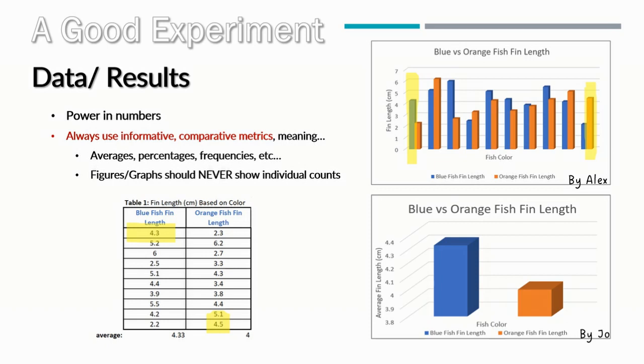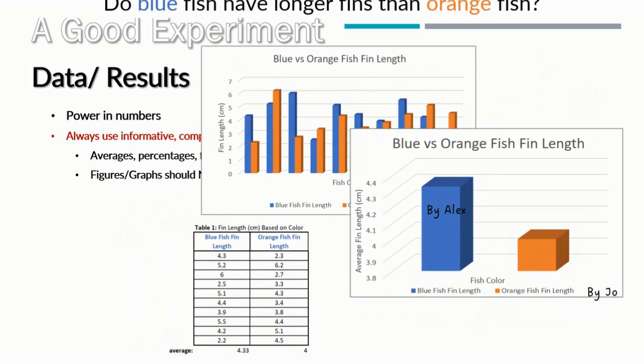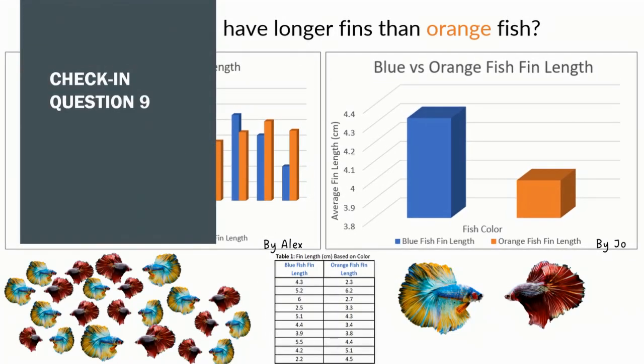In contrast, Joe drew up this second graph shown below. Joe made this graph by taking the average fin length for all blue fish and plotting it on the graph, as well as the average fin length for all orange fish, and then again plotting it on the graph. Now, let's circle back to your original research question and evaluate these graphs. Let's consider your response to the following questions for your answers for check-in number 9.